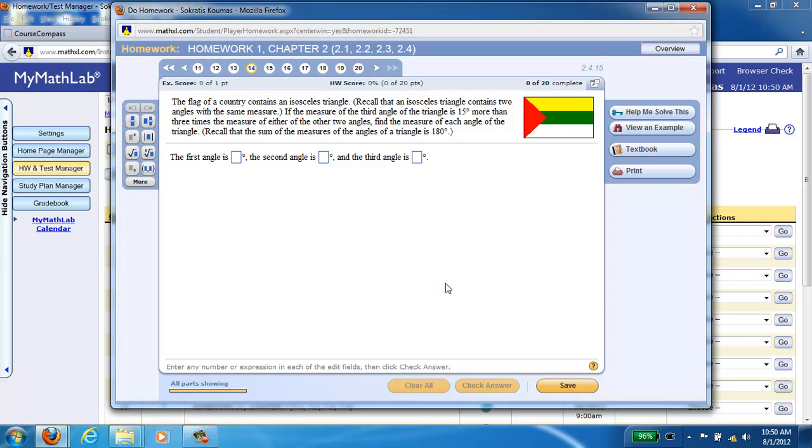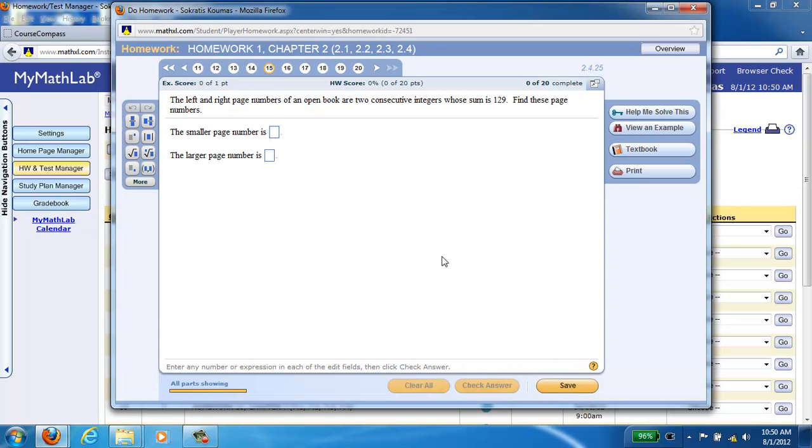In this case you have to find the relationship between the angles. So if the measure of the third angle of the triangle is 15 more than 3 times the measure of either of the other two angles, find the measure of each angle. Don't forget the summation of the angles is 180 degrees. So also you have to use this relationship. But the most important is on the second sentence, the relationship of the third to the other two.